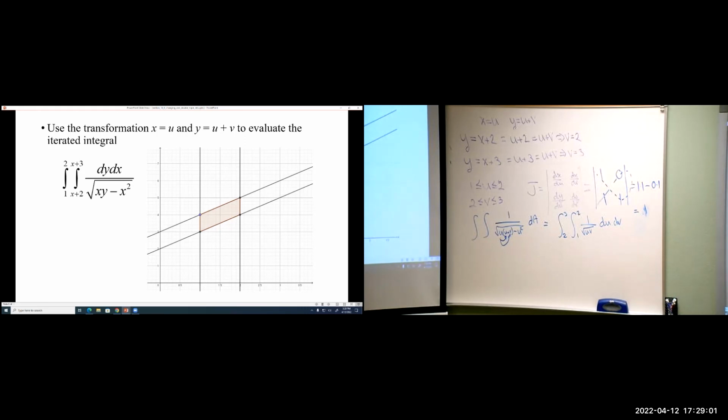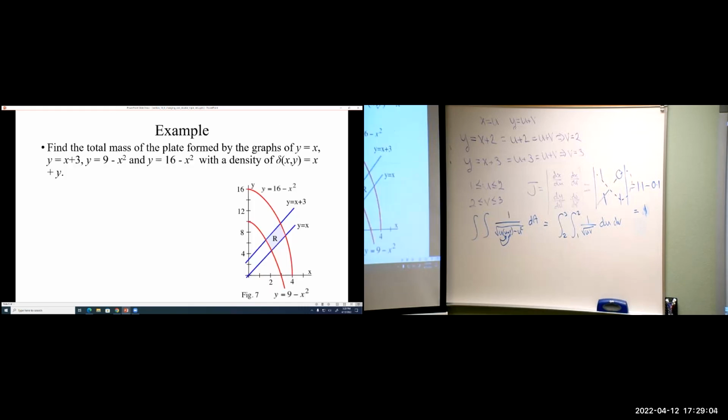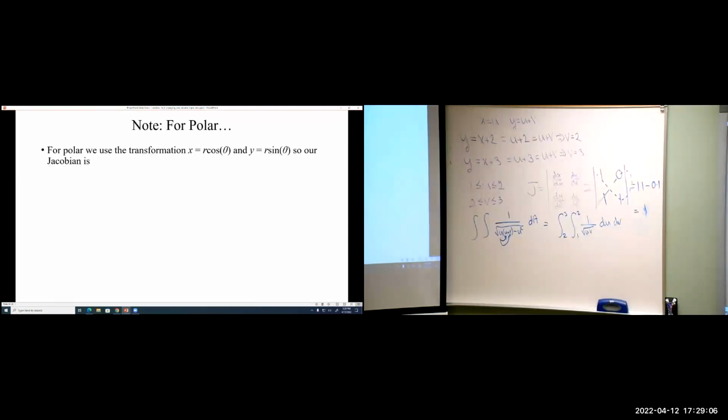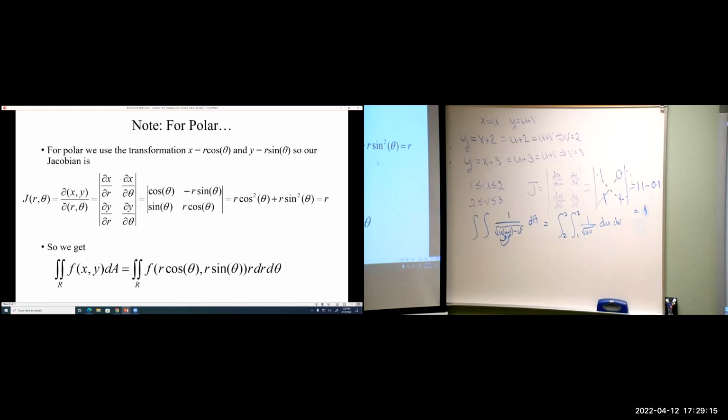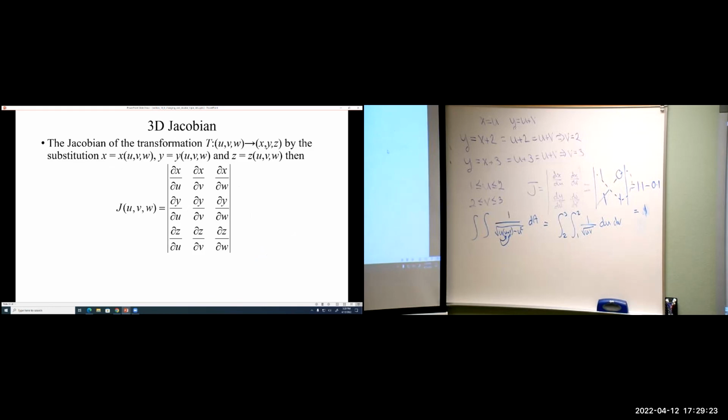Last thing I'll mention about this section. Well, first off, we're not going to do that example. You saw this in the video. If you do this with polar, you get r, and that's where that r comes from when we convert from rectangular to polar. For a Jacobian of a triple integral, you have to do the determinant of a 3 by 3 matrix. This is the same as what you're dealing with in the cross product.